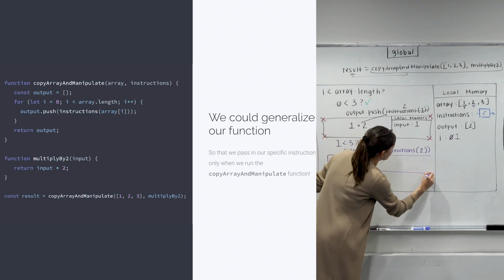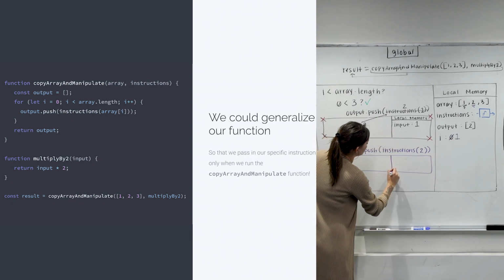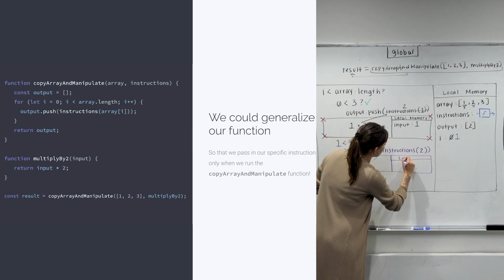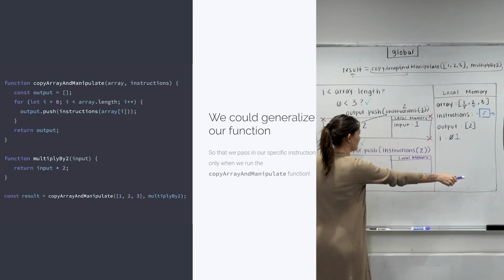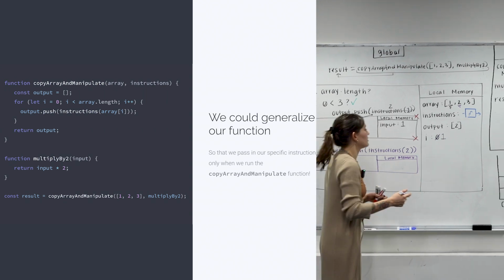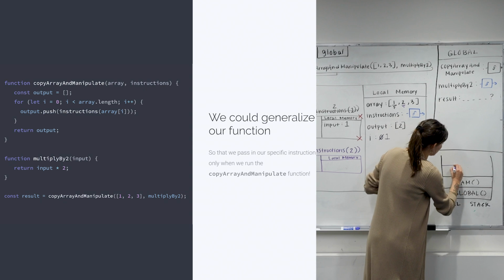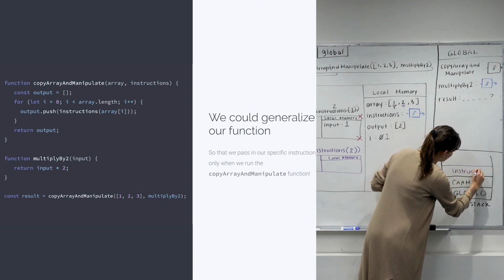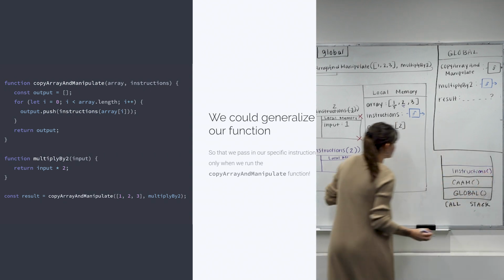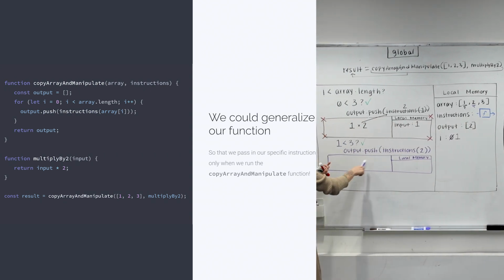Perfect. Oh, we're running out of room. Okay, that's fine. We have a local memory. And what else do we have to do here? We're pushing this stack frame into the call stack. Absolutely, 100%. So we're pushing the stack frame with instructions onto the call stack. All right, now we're inside of this execution context.